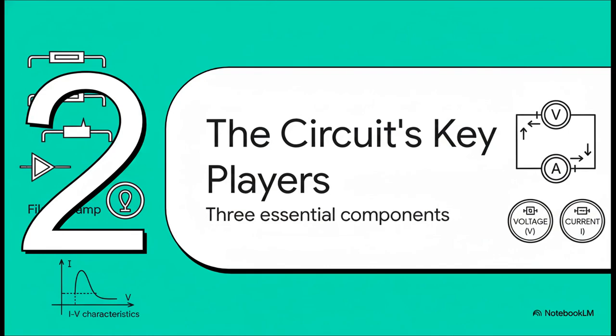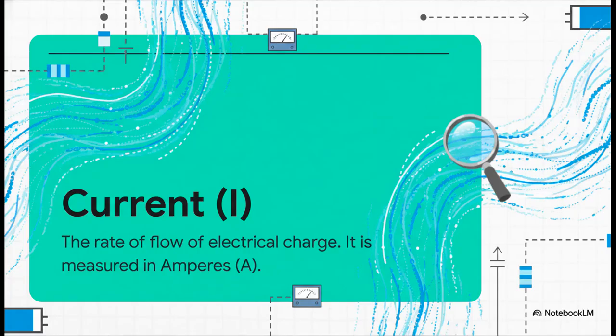All right, let's move on. It's time to meet the three main characters in our little circuit story. These are the components you absolutely have to know inside and out for your exam. But first, let's make sure we're totally clear on the two things we're measuring. First up, we've got current. Just think of this as the actual amount of electricity flowing through the component. The official definition, the one that will get you marks, is the rate of flow of electrical charge, and we measure it in amperes, or just amps for short.